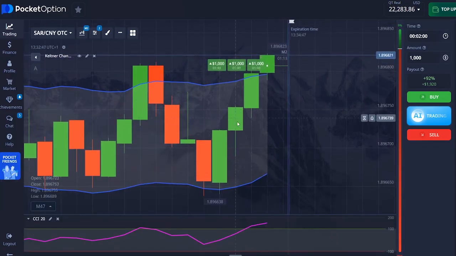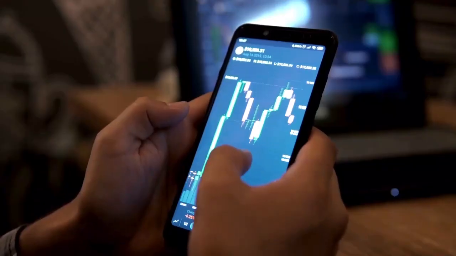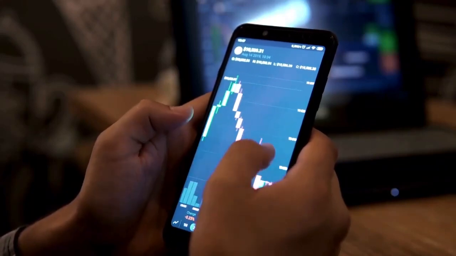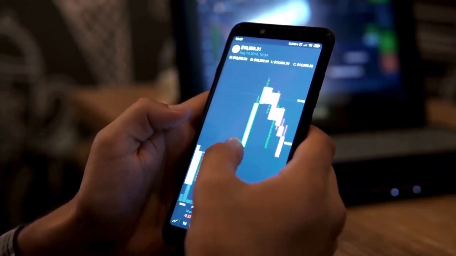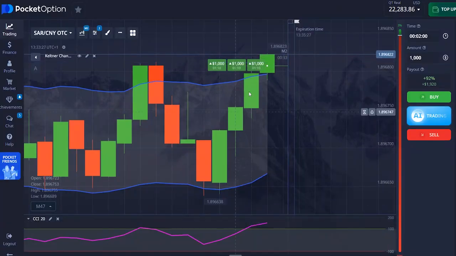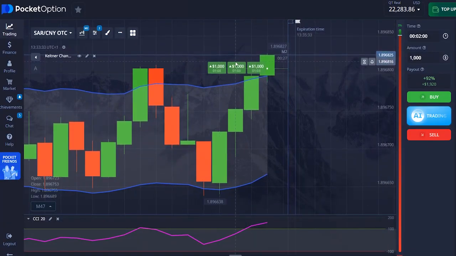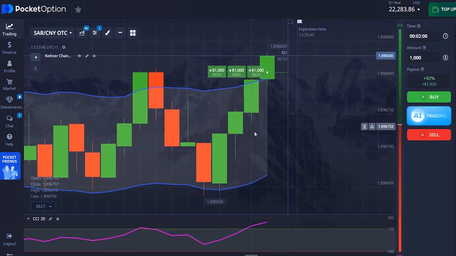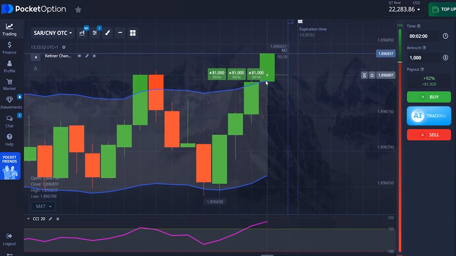This particular strategy was actually given to me by one of my students. He's now a pro. He was an intermediary student when he joined us, but now he's a pro in trading. He shared with me this particular strategy. I've been trying it out for over a day now, and so far I've made over $22,500 trading using this particular strategy.